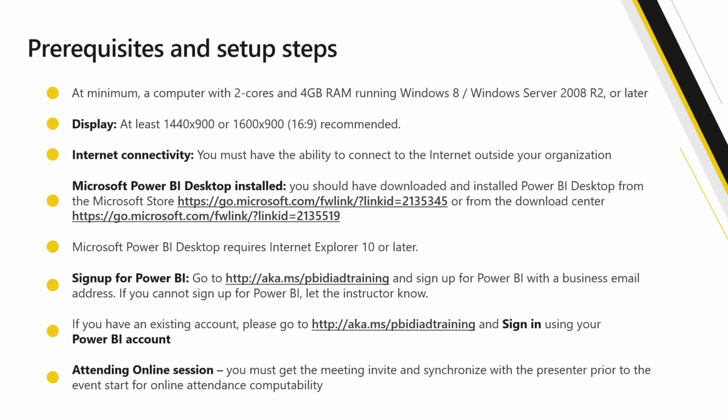So the prerequisites and setup steps you need for this course: the minimum computer specification you'll be needing is a computer with 2 cores and 4 gig RAM, running Windows 8 at minimum or Windows Server 2008 R2 or later. And the minimum display you'll be needing is at least 1440 by 900 resolution, or 1600 by 900 resolution is recommended. And also internet connectivity. You need internet connectivity for this particular course.